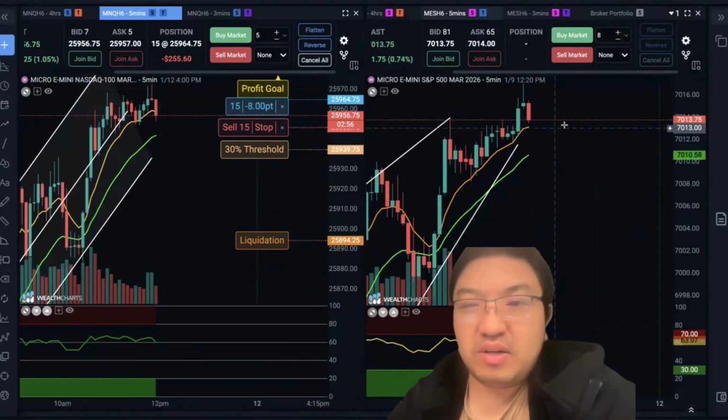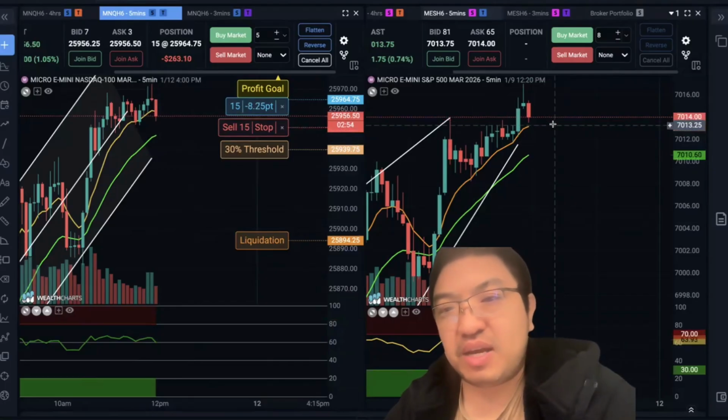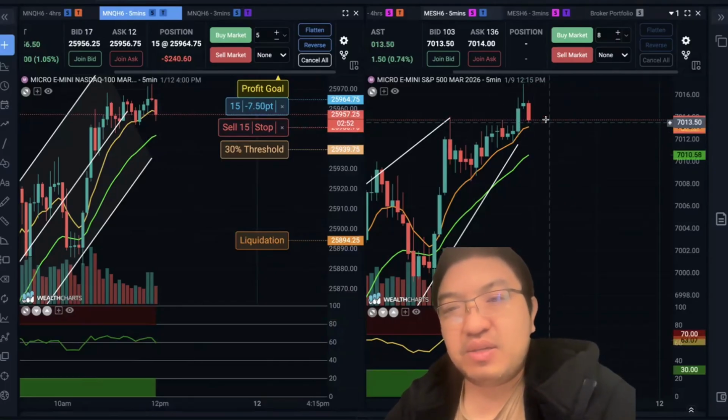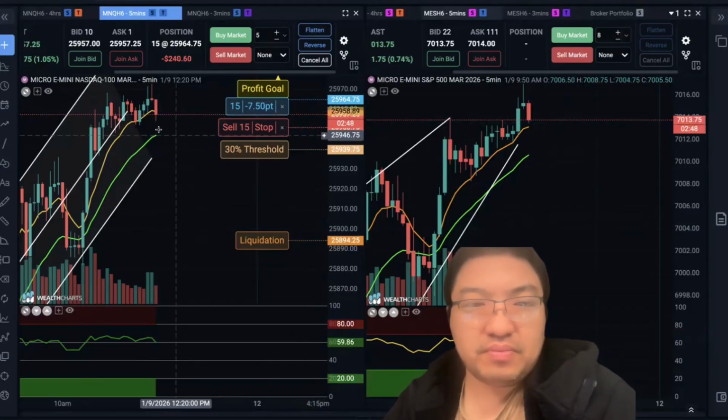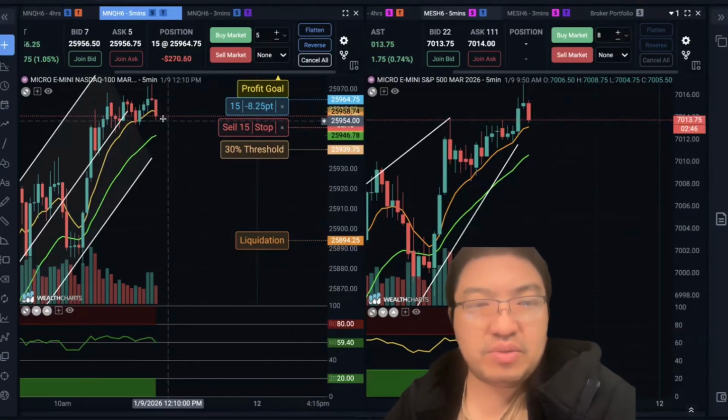Okay, for ES, it retests the upper side of the previous sideway. Oh, for NQ it retests the previous level. So this is a fake breakout.